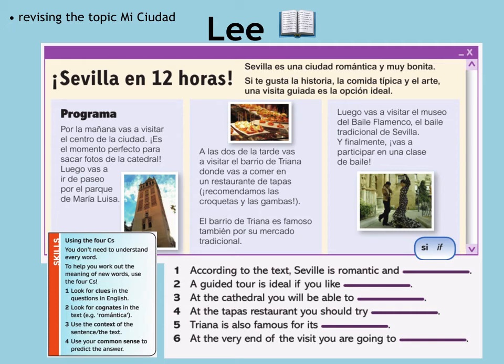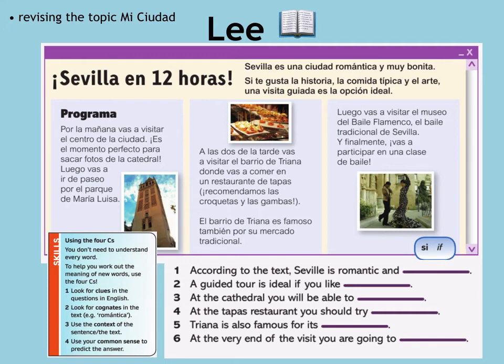Look for clues in the questions in English. Number 2, look for cognates. Do you remember what a cognate is? It's a word that's similar or almost exactly the same as it is in Spanish as it is in English. Number 3, context. By context, I mean look at what it's talking about. So in the sentence, it might say, at the cathedral, you'll be able to. Right, we'll find something to do with the cathedral. There's a picture of a cathedral, so it must be in that first column. And luckily for you, cathedral is a cognate.